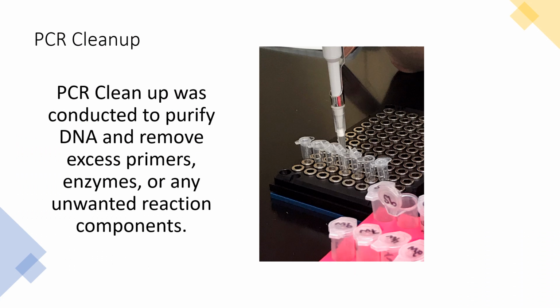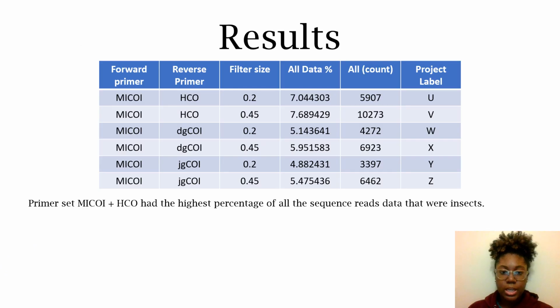A PCR cleanup was done in order to purify the DNA and remove any excess primers, enzymes, or any unwanted reaction components that were left behind. The first set of primers, named MiCOI plus the HCO, had the highest percentage of overall data that were insects, as seen in this chart.